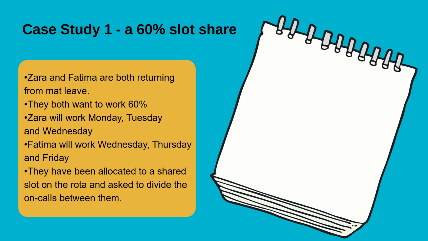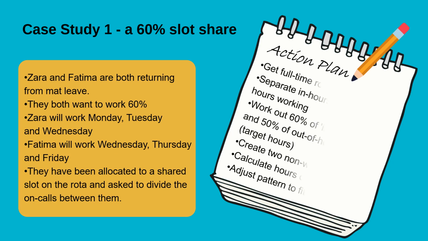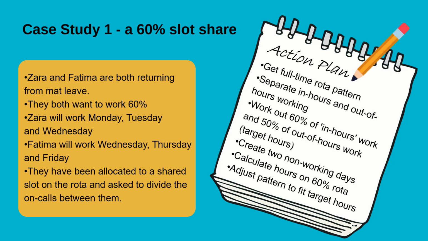To work out their shifts, they will firstly need a copy of the full-time rota template. They will then need to separate in-hours working and out-of-hours working, or the shift types. They need to calculate how much 60% of normal shifts and 50% of on-calls will be, in other words, the target hours. They will then need to choose 2 non-working days and block these out on their rotas, count up how many hours this leaves and then adjust the rotas to match the target hours.